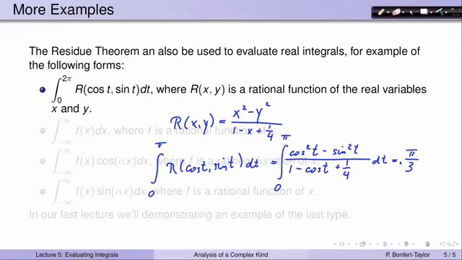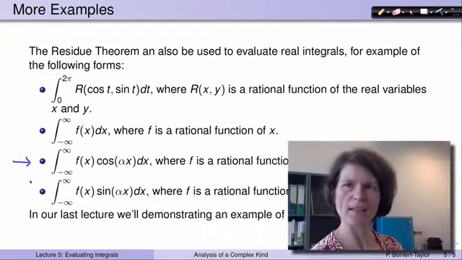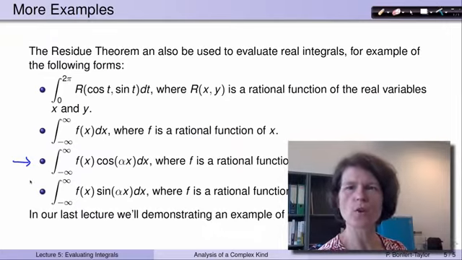Other examples are integrals of rational functions times cosine of alpha x, or integrals of a rational function times sine of alpha x. In the next and last lecture, I will demonstrate for you how to find an integral of this last type. I will evaluate an integral from minus infinity to infinity of a rational function times cosine of alpha x.